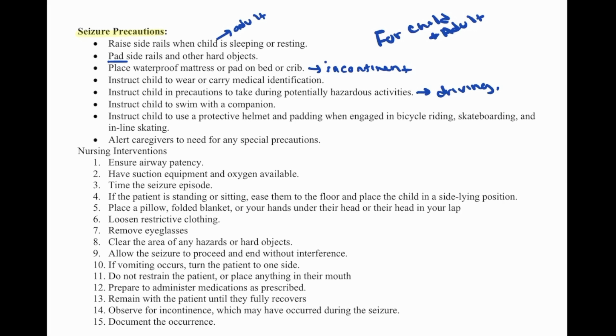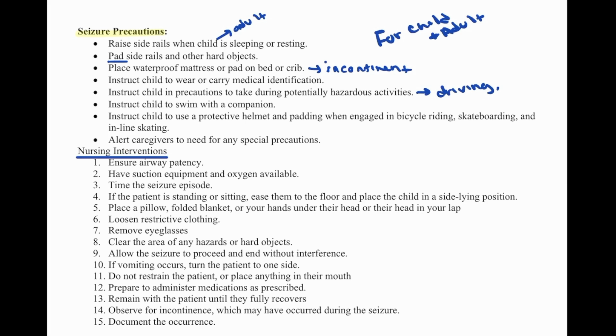For example, things like swimming, always make sure you swim with a companion because if you have a seizure in the water, you want to know that you can get saved. Wear helmets and padding, and alert caregivers for any special precautions that are needed. So what are our nursing interventions?